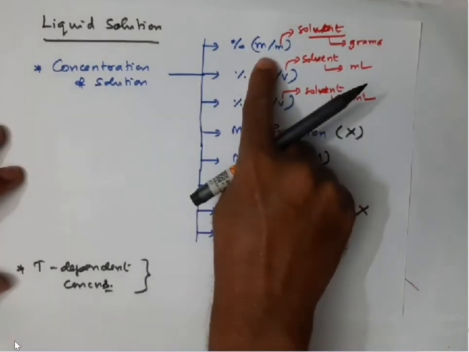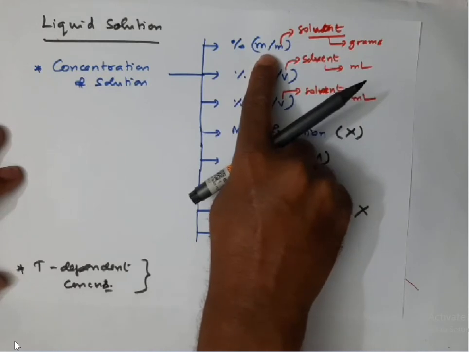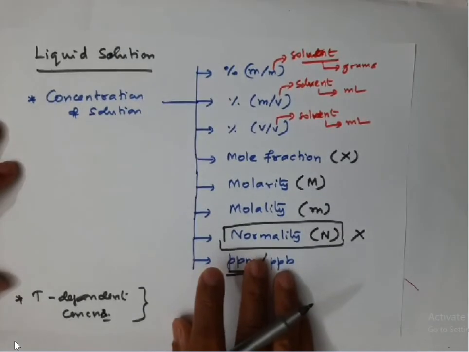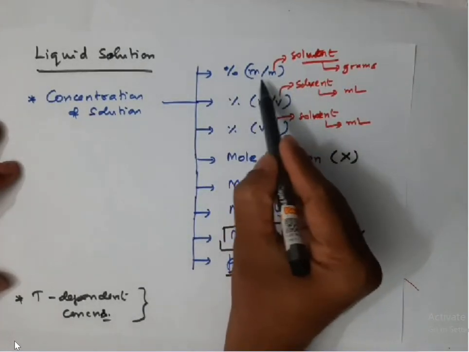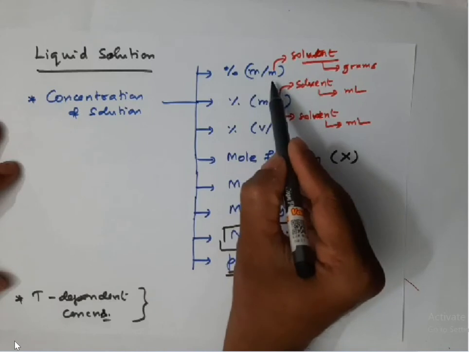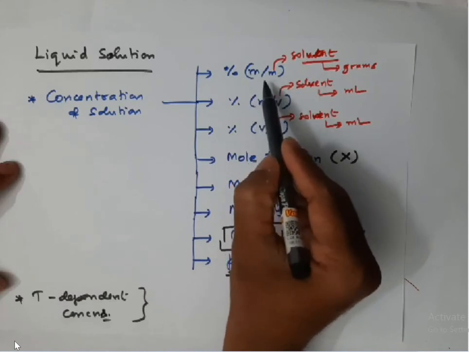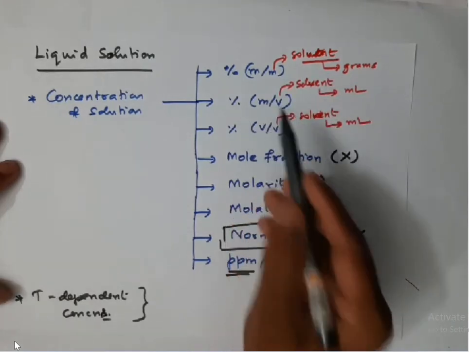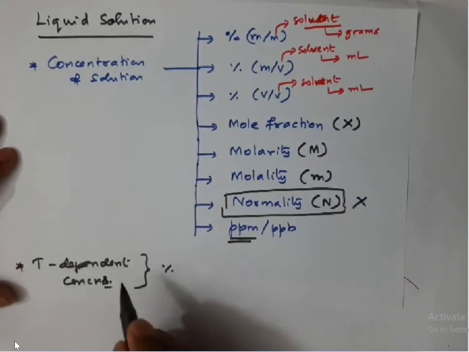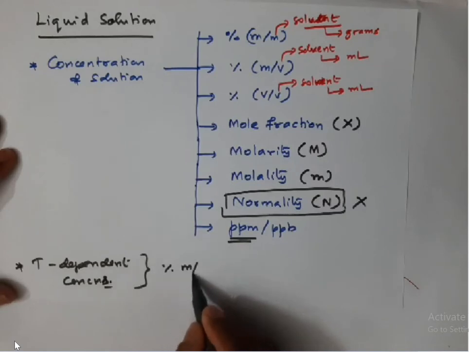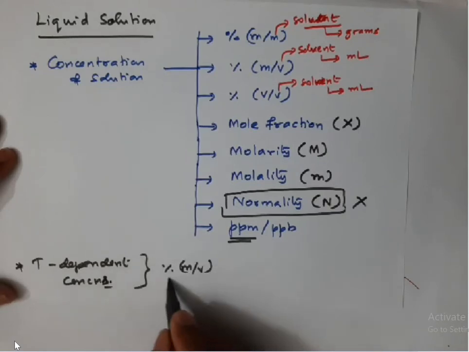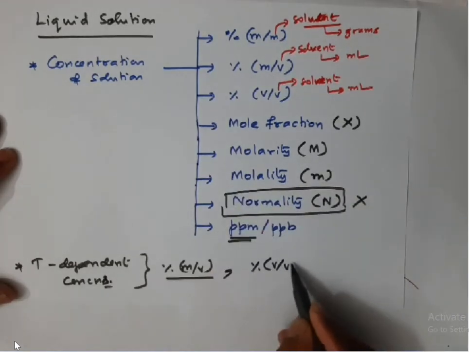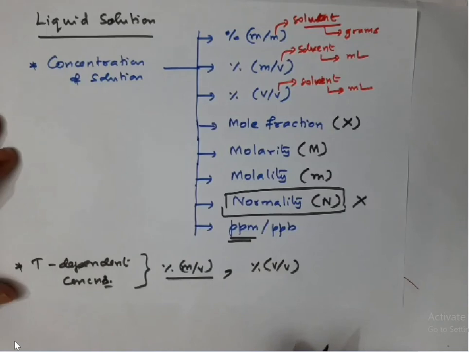First one is not temperature dependent. Why? Because there is no volume. Solute is mass, solvent also mass, so there is no volume. So this is temperature independent. Second one, yes, we have volume here, so it depends on temperature. Percentage mass by volume depends on temperature. Then percentage volume by volume. Yes, we have volume here. It also depends on temperature.